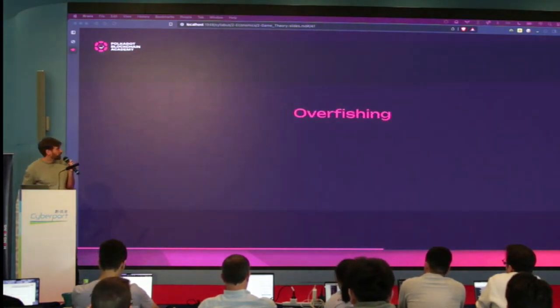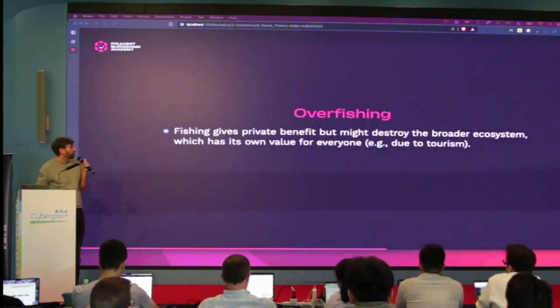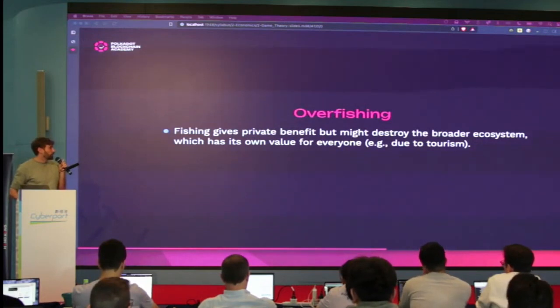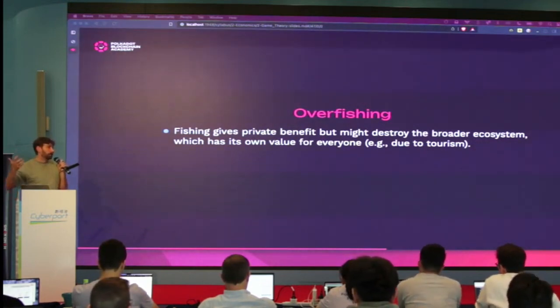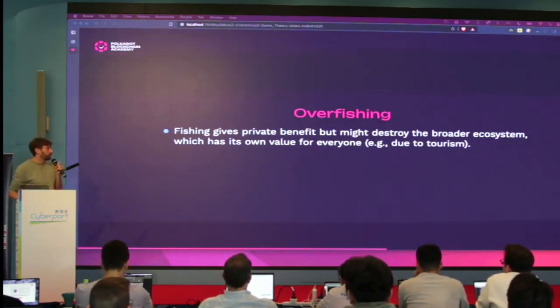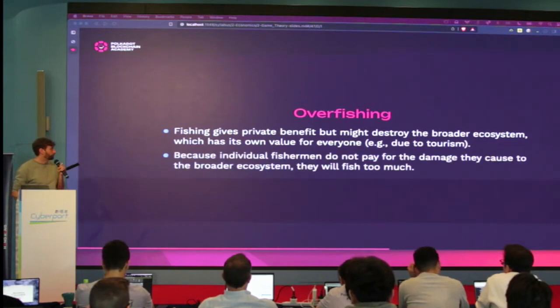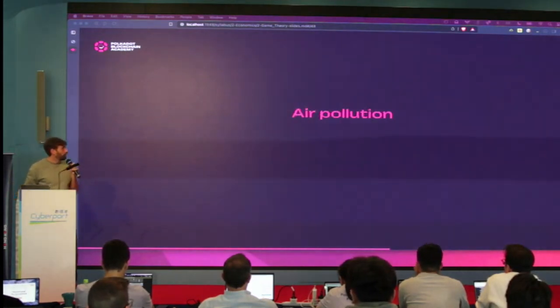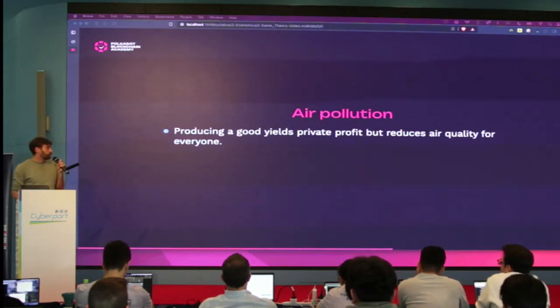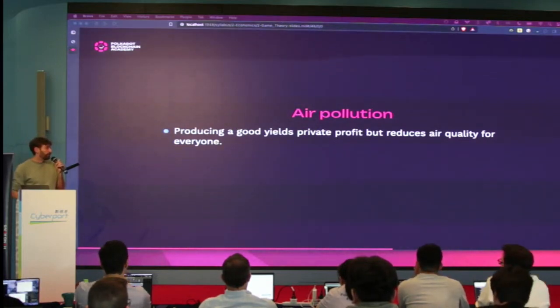And we can see that in reality in overfishing. It gives you some private benefit. You can sell the fish, but you might destroy the broader ecosystem. It causes damage to everybody. You have the profit for yourself, and the damage is basically split among other people. Same with air pollution. You produce goods and have a private profit, but it reduces the air quality for everyone.